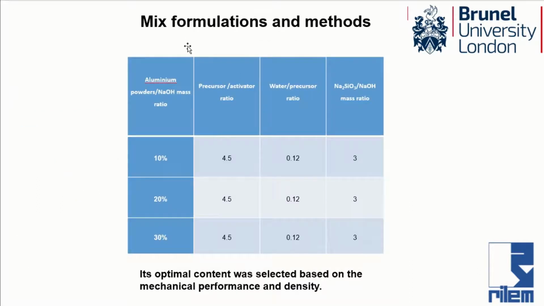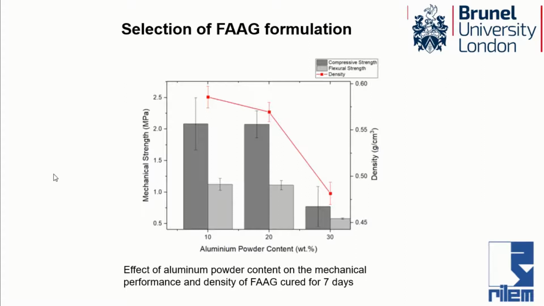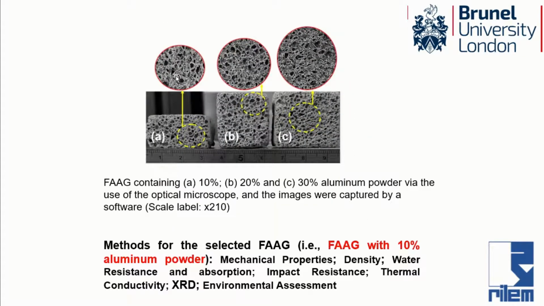We have three different levels of aluminum powder content: 10%, 20%, and 30%. The FAAG with 10% aluminum powder was selected because it has a similar mechanical strength and density to the 20% one. At the same time, it can reduce the amount of aluminum powder we used. Here we can see the pore structure of the FAAG sample. You can see it has a closed network pore structure, which is really good.